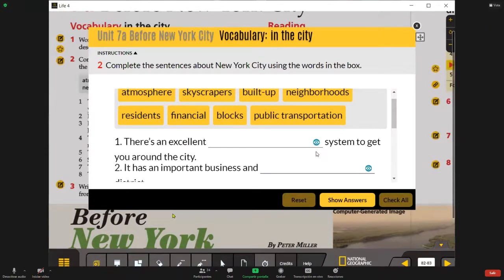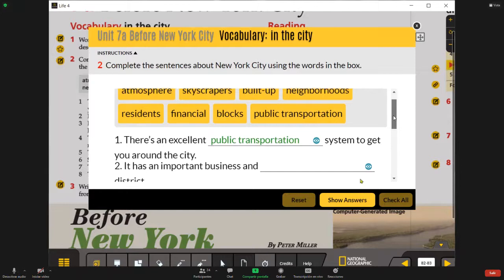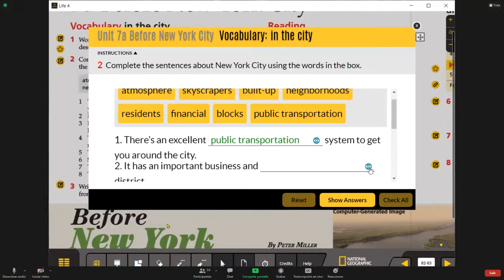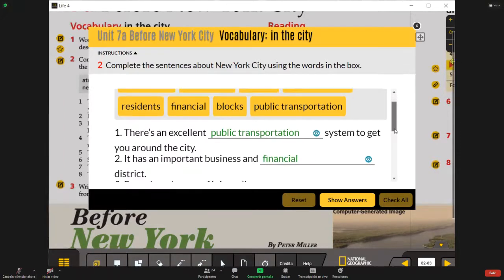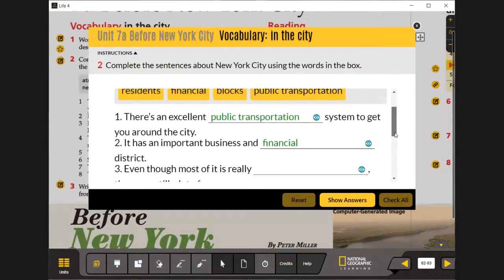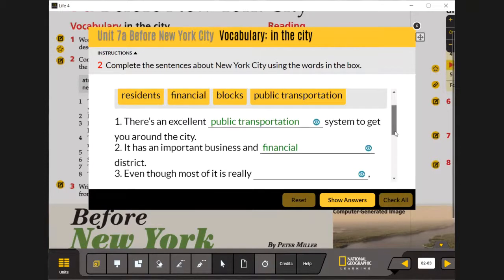There is an excellent public transportation system to get you around the city. Okay, thank you. Yes, Jose Eduardo. It has an important business and financial district. Financial. Okay, district, like Wall Street, right? Three. Let me see. Pau Benavides, would you like to try? Okay. Pau Benavides has problems with his internet. Okay. Thank you, Fatima. So three.